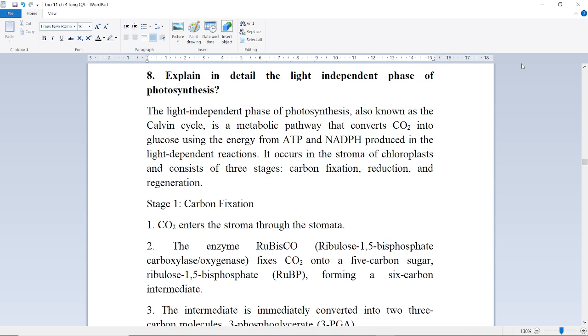Next question is, explain in detail the light-independent phase of photosynthesis. The light-independent phase of photosynthesis, also known as the Calvin cycle, is a metabolic pathway that converts carbon dioxide into glucose using the energy from ATP and NADPH produced in the light-dependent reactions. It occurs in the stroma of the chloroplast and consists of three stages: carbon fixation, reduction, and regeneration.